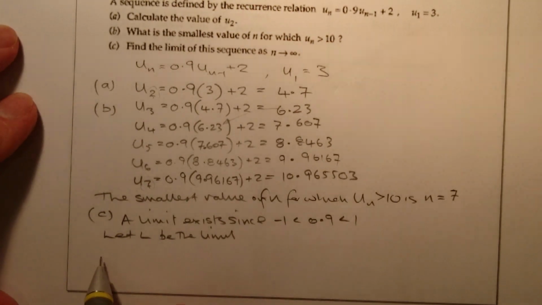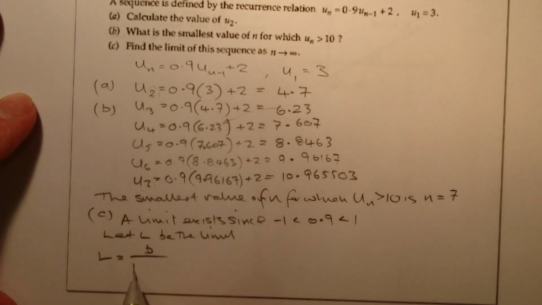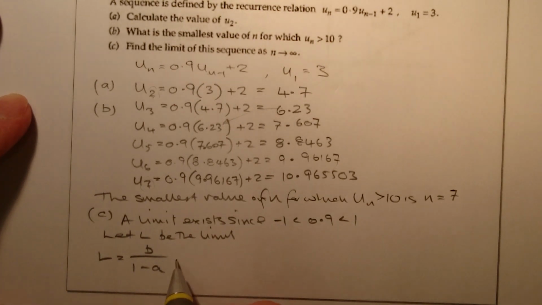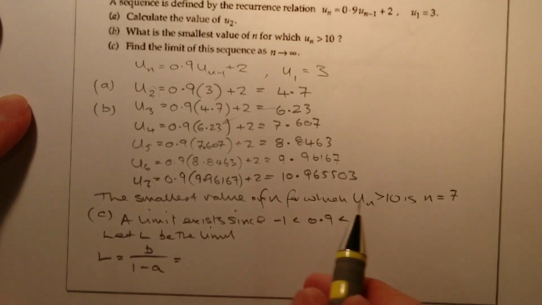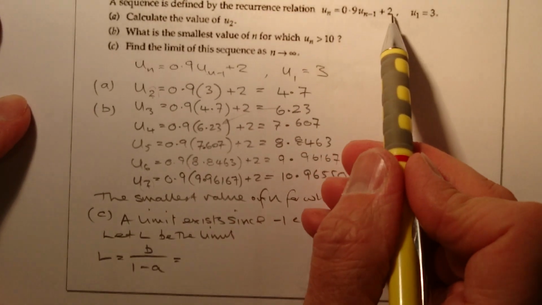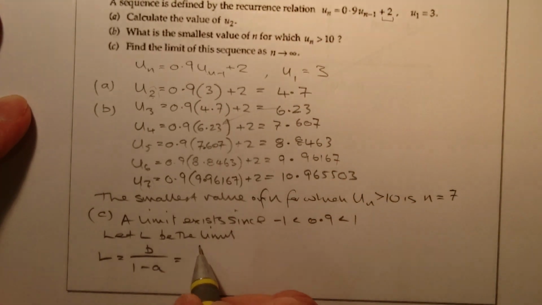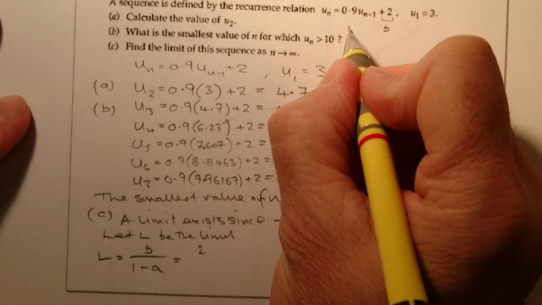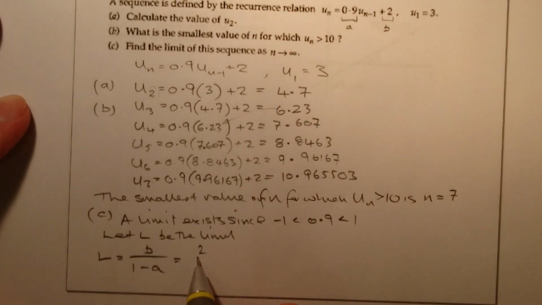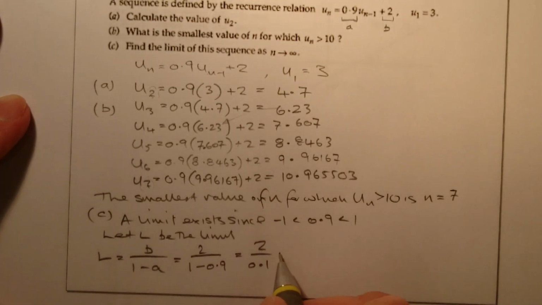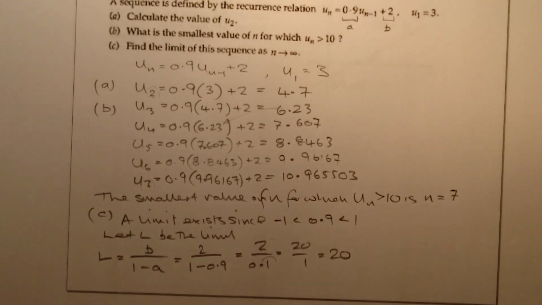Right, start with the limit equation. So L is going to be equal to B all over 1 minus A. We'll substitute some of our values in. The value for B is the 2, and the value of A is the 0.9. So it's going to be 1 minus 0.9. From there, I've got 2 all over 0.1. To make it a wee bit simpler to work out, I'll multiply by 10 top and bottom. That should give me 1 on the bottom, 20 on the top. So the limit of the sequence is 20.